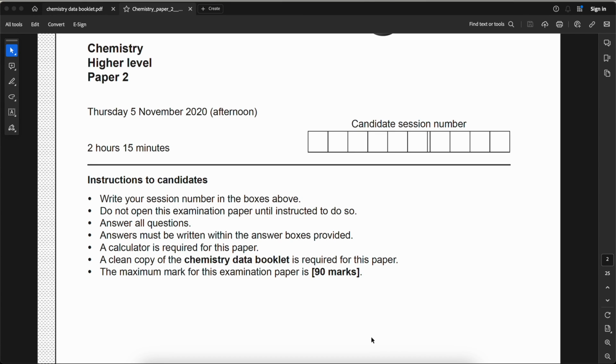Today I'm going to explain about Chemistry Higher Level Paper 2 November 2020.